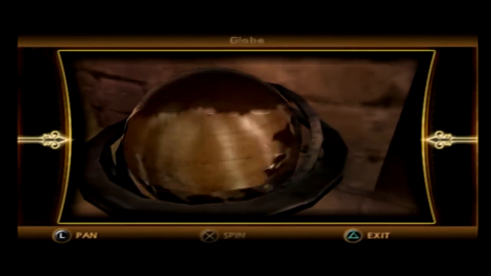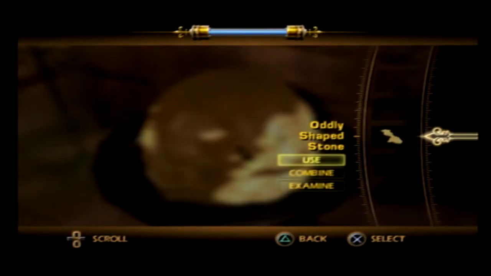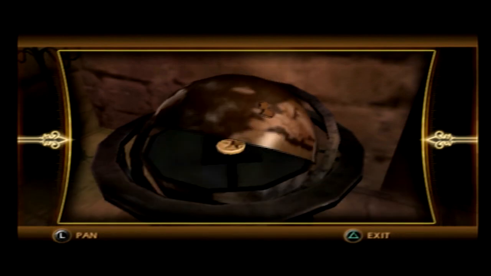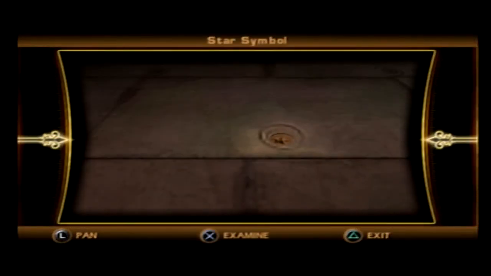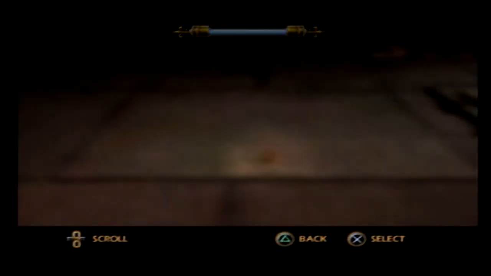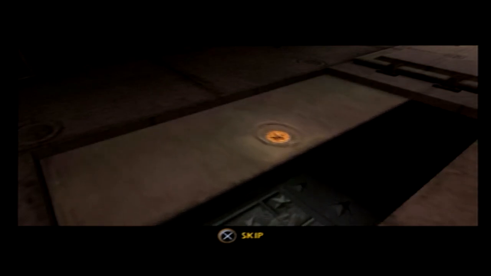Hey, look, a globe! Look, a globe. Okay. Aha! That seems to have done the trick. Ah, the globe opened. There's a star on this medallion. I wonder where it goes. Ah, I'm on the right track. Yep.